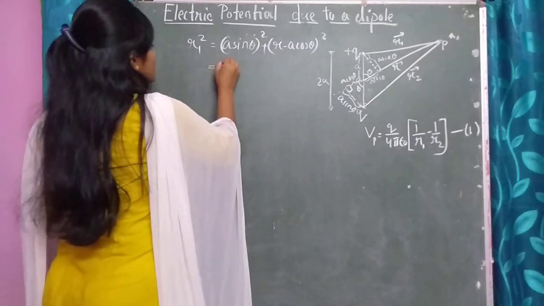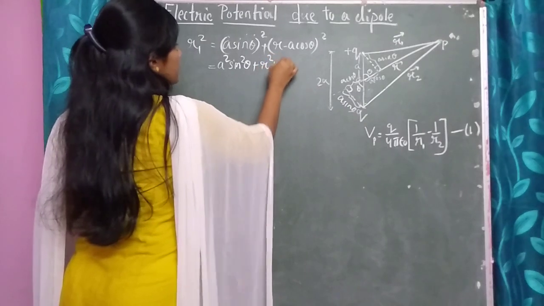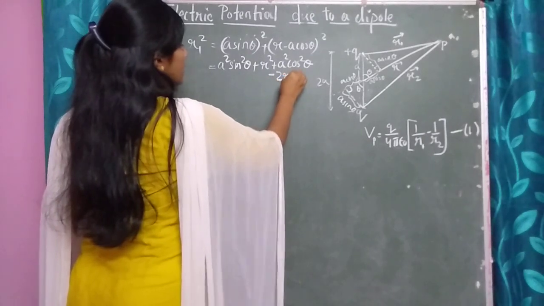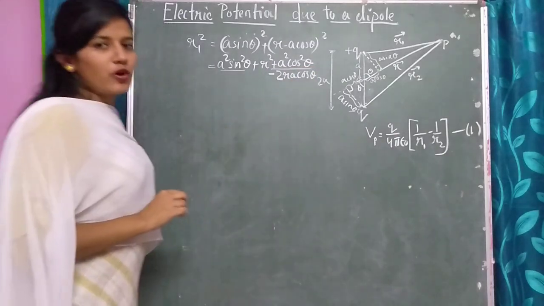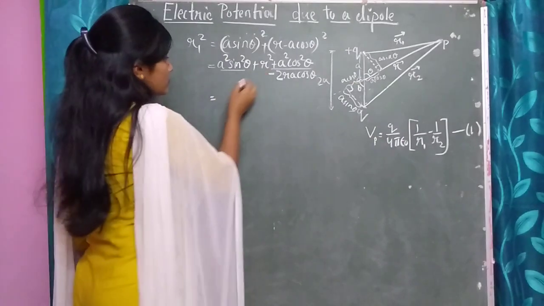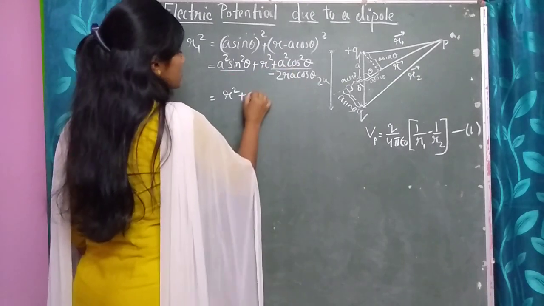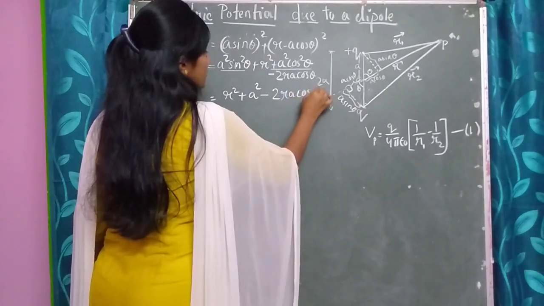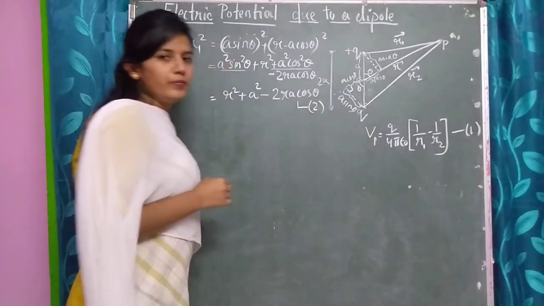Now let us solve this. So this will be a square sin square theta plus R square cos square theta minus 2Ra cos theta. So here let us combine this: sin square theta plus cos square theta is equal to 1. So I will write R square plus a square minus 2Ra cos theta. Let it be equation 2.